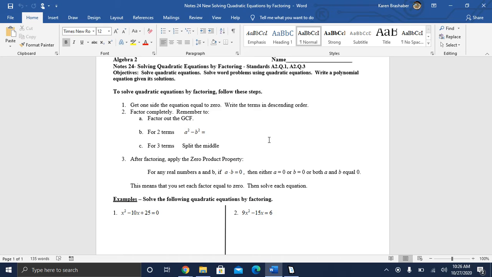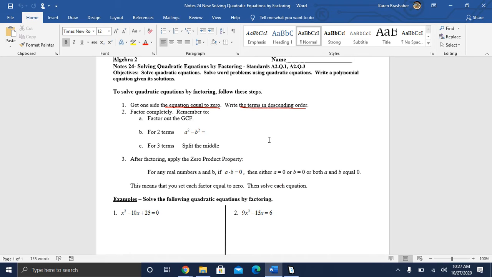So it's been a little while since we have worked on factoring, so we'll do just a brief review and then apply it to equations. One thing that's different about equations is that you do have an equal sign, and before you start to work, it will be important that you get one side of the equation equal to 0 and that you write your terms in descending order. And then there are basically three types of factoring that you might have to do.